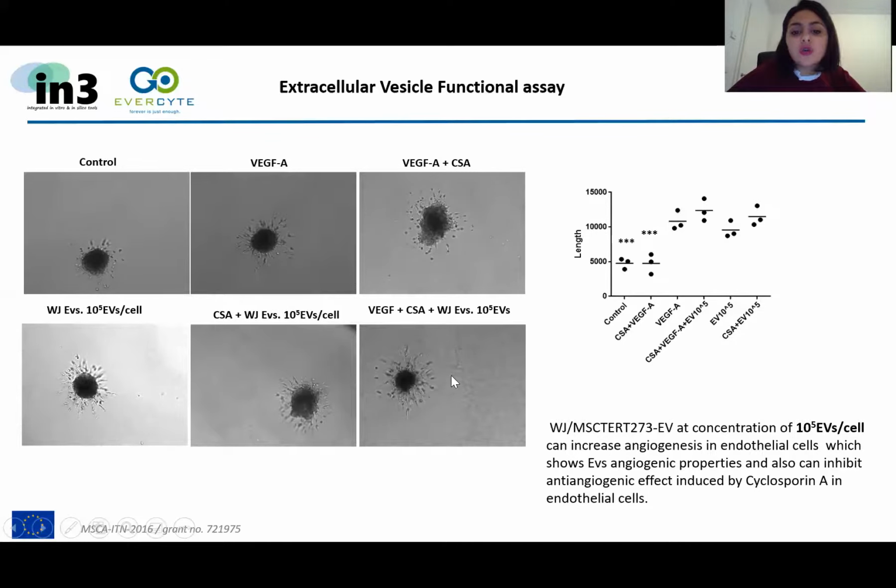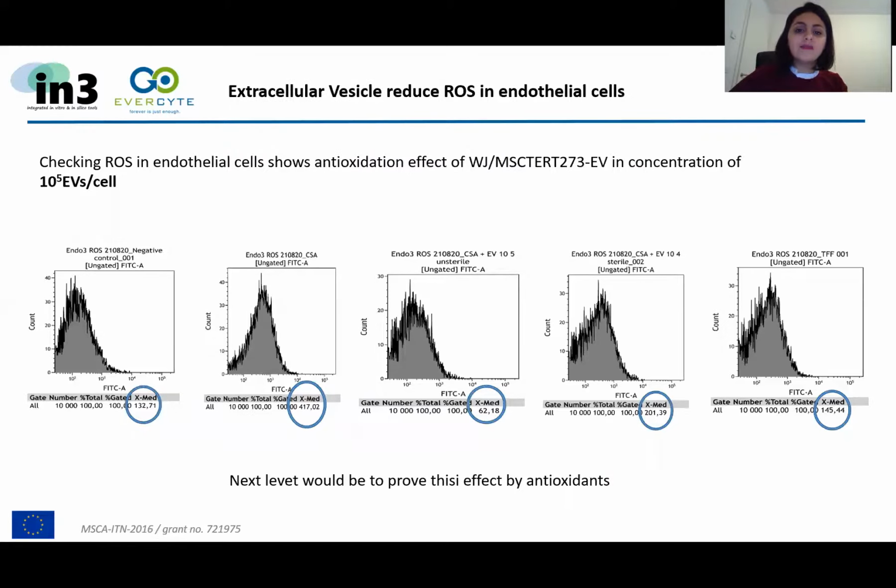And here is a positive control group, which has the VEGF, cyclosporin A, and Wharton's jelly EVs. It was really cool for us to see that Wharton's jelly MSC TERT273 EVs at a concentration of 10 to the power of 5 EVs per cell can increase angiogenesis in endothelial cells, and they can inhibit the effect of cyclosporin A.